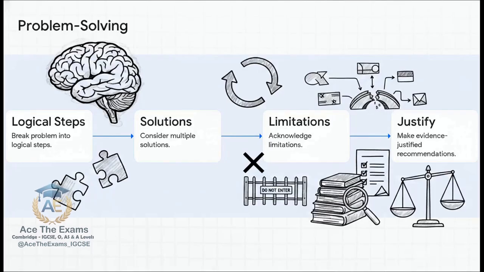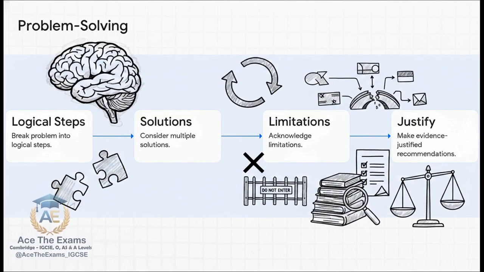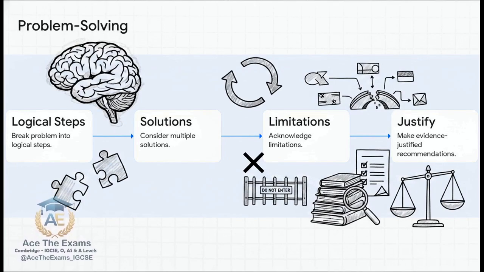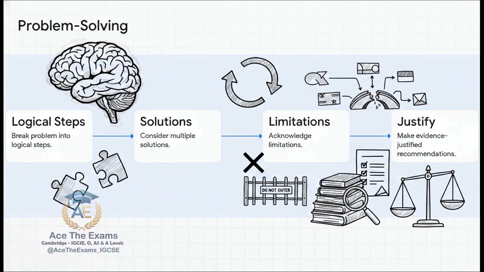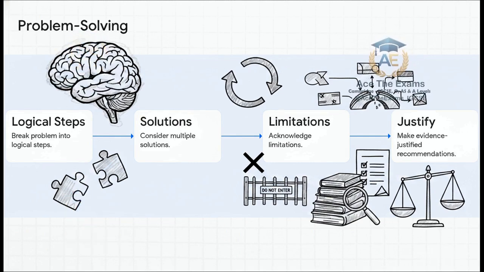So apply this 4-step evaluative sequence to thoroughly test your implemented solutions. Step 1, break the problem into logical steps. Step 2, consider multiple solutions. Could this specific buffering problem be solved more efficiently with a circular queue instead of a standard linear one? Step 3, acknowledge the limitations of your chosen method. And step 4, make evidence-justified recommendations, backing up your final decisions with hard data from the prompt. This is the blueprint for a perfect evaluative answer.